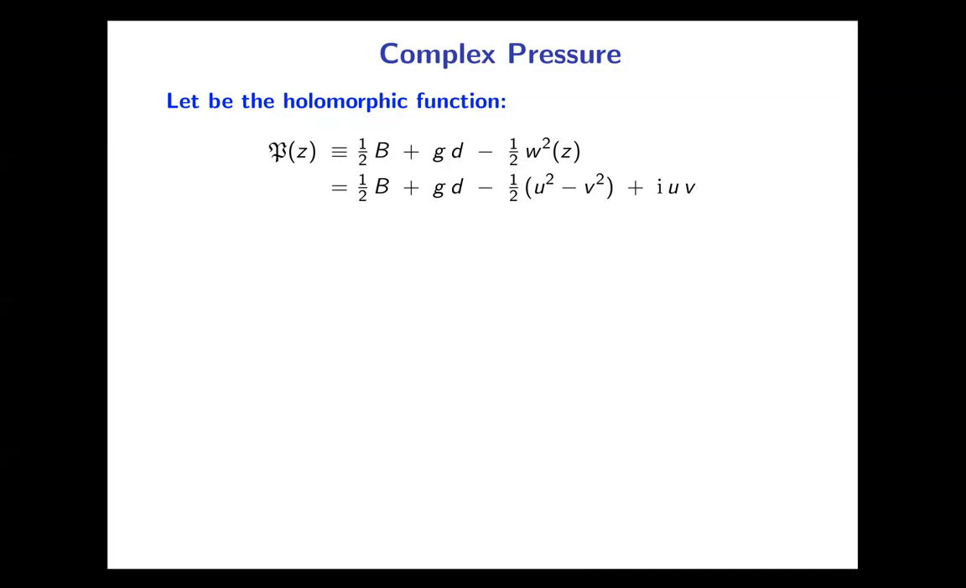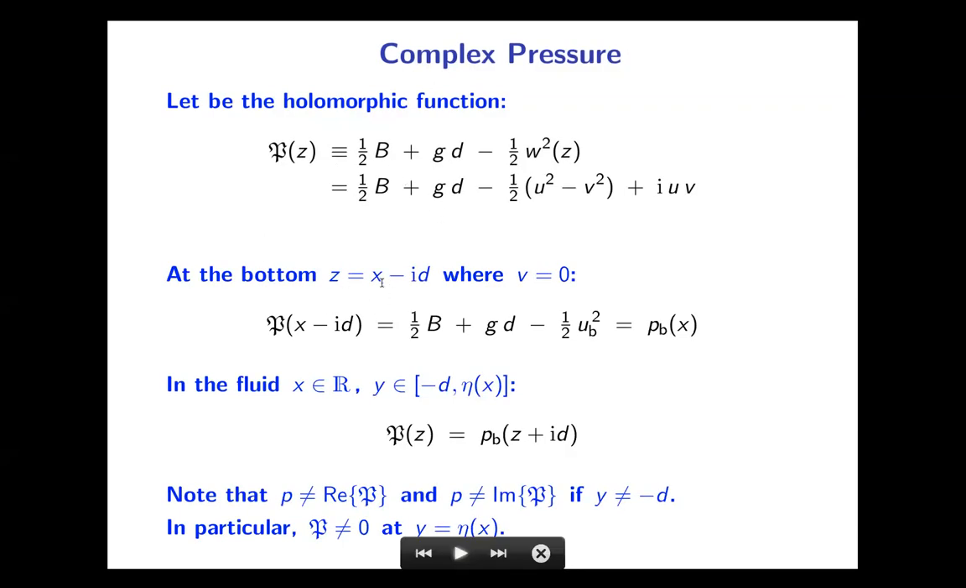And if you evaluate this function at the seabed, at z minus id, where the vertical velocity is zero, by just a substitution and using the Bernoulli equation, it gives you that this holomorphic function is equal to the bottom pressure. Actually, that's why we introduced this equation. So this Gothic P is an analytical continuation of the pressure at the bottom. But the analytical continuation of the pressure at the bottom is not the physical pressure in the fluid. The physical pressure and the holomorphic pressure match only at the bottom. Everywhere else, they are different functions.